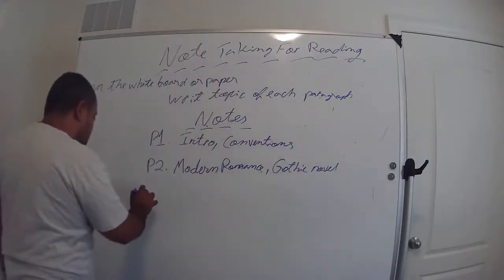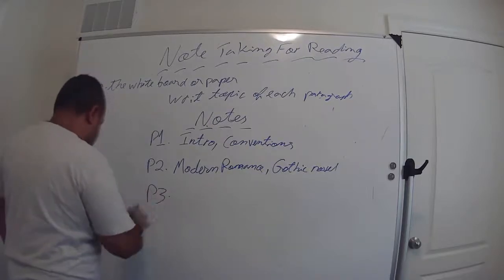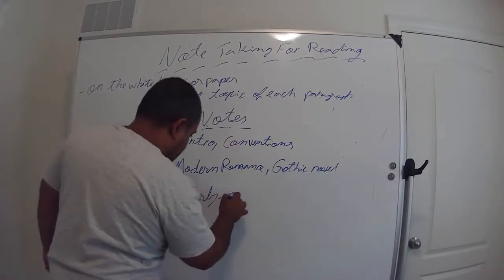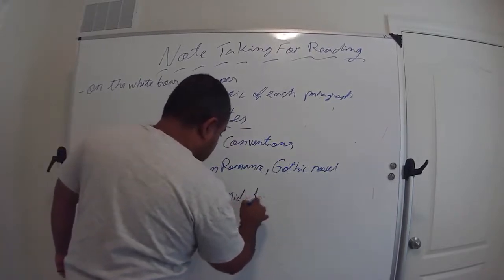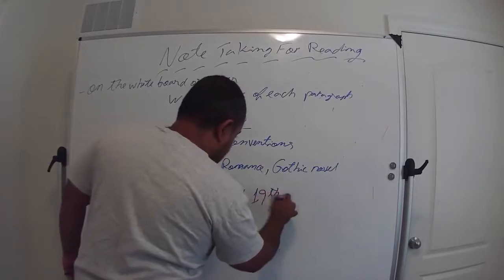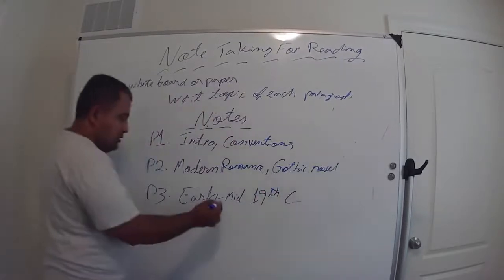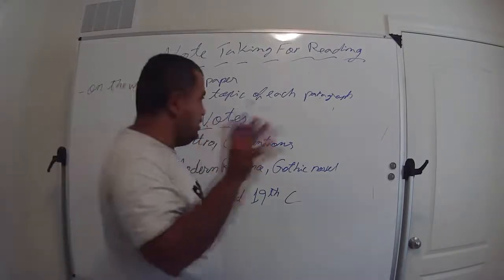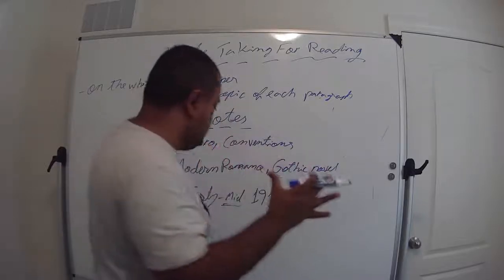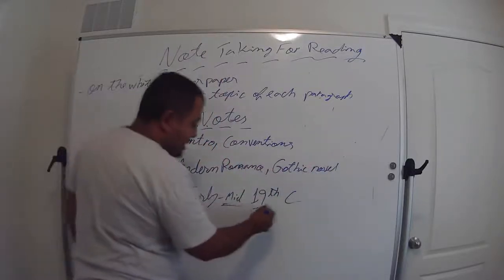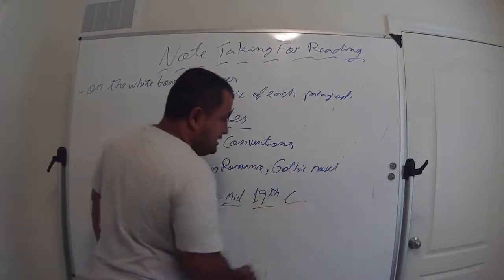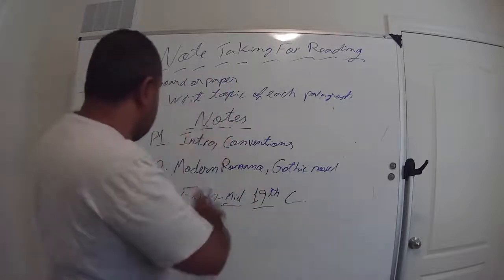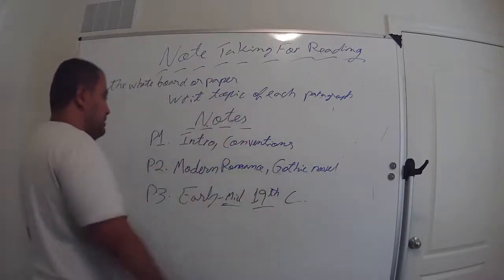So let's say the third paragraph: early mid 19th century. As you can see here, I didn't write middle, I just wrote mid. So always try to use abbreviations that will help you remember, because you don't have much time, so you don't have to write the whole word. Then I wrote 19th, and then I wrote C. C is an abbreviation, so instead of writing century, I just write C, and I would remember what it's talking about. So the third paragraph is talking about early mid 19th century.